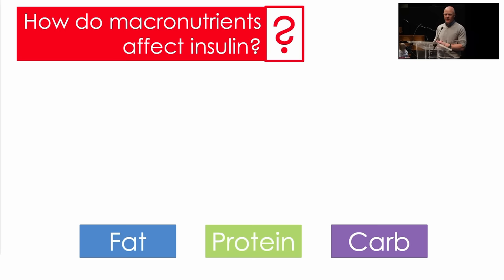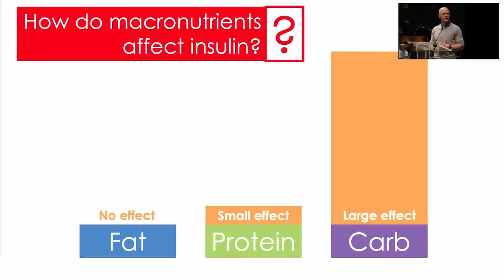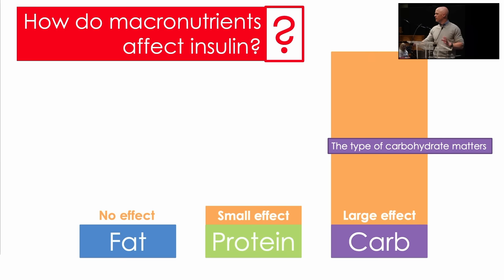This is what it would look like in a different view. The effect of the various macronutrients on insulin. Now, it may seem like I'm just declaring war on carbohydrates, and I'm not. The type of carbohydrate matters enormously, of course.